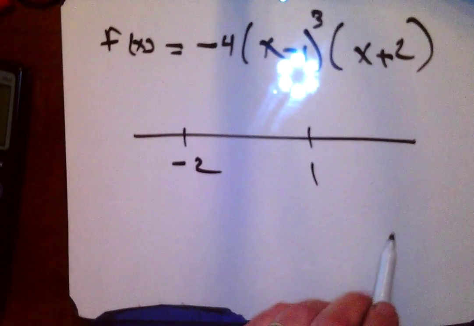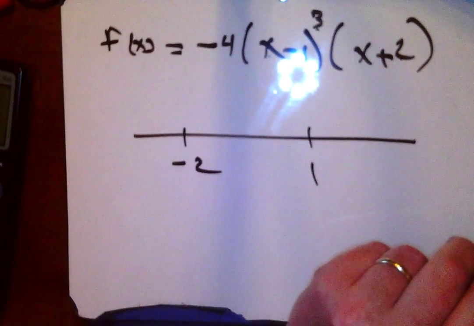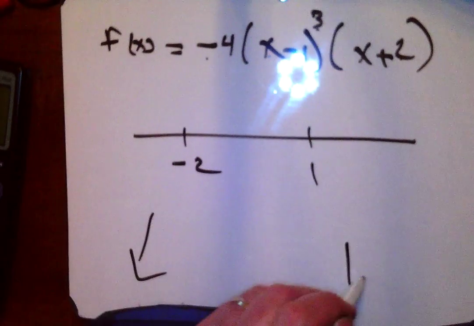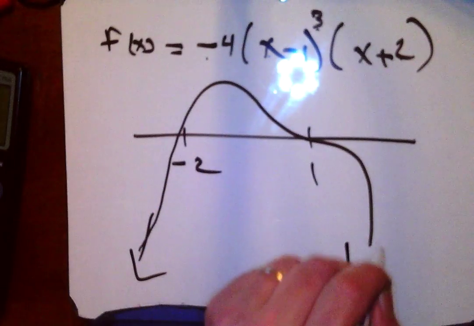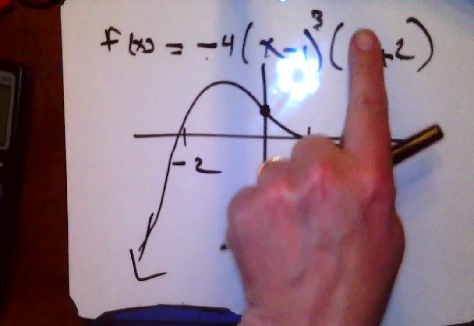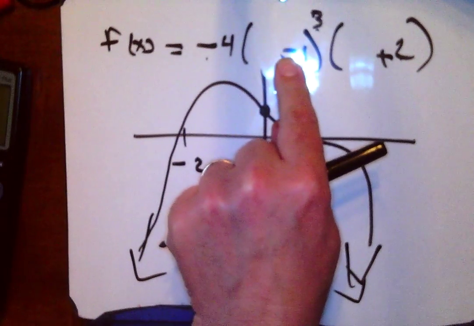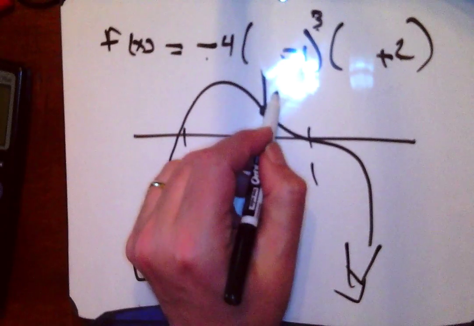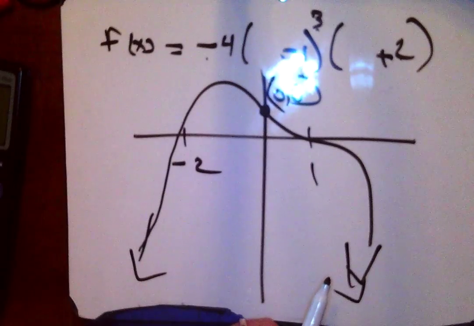-2, +1. I got a wiggle at 1, and I pass through at -2. It's a fourth degree polynomial with a negative leading coefficient, so both ends go down. I'm going to pass through -2, and I'm going to wiggle at 1. Don't forget to label the y-intercept by plugging in a 0. -1 times -1 times -1 is -1, times 2 is -2, times -4 is +8. And there's our graph.